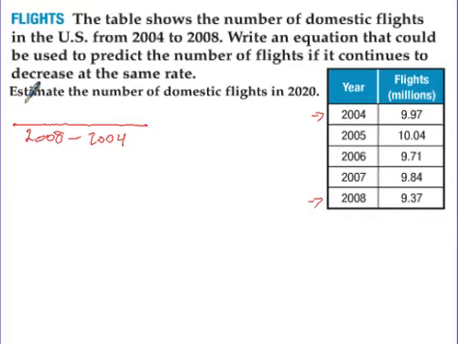On the bottom, that means I need to do 9.37 minus 9.97. I got a really weird fraction. And what is that? I got negative 0.6 over 4. Negative 0.6 over 4.